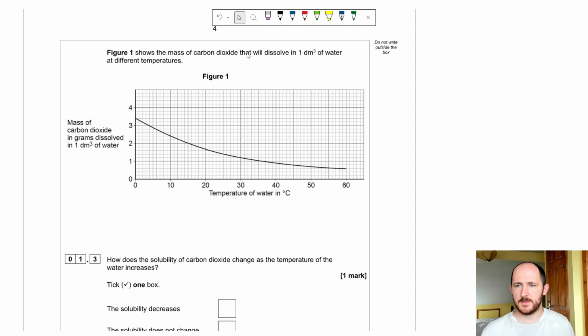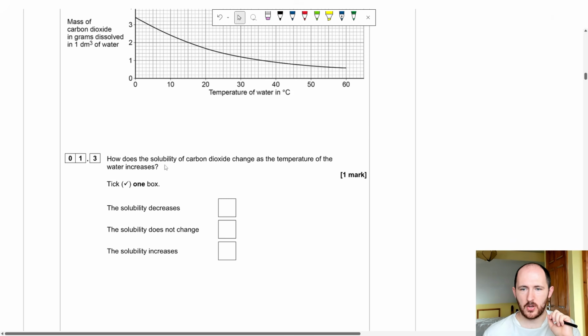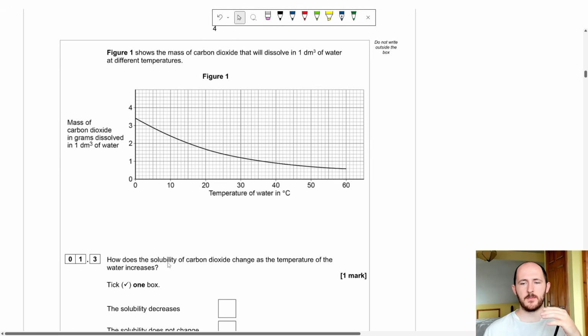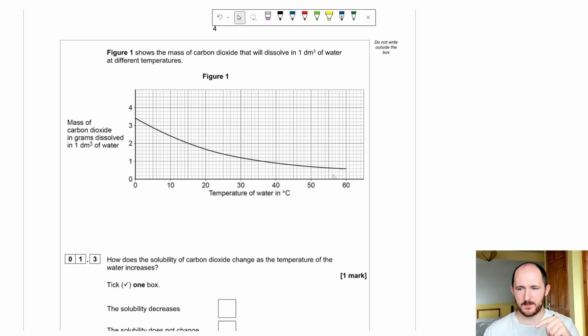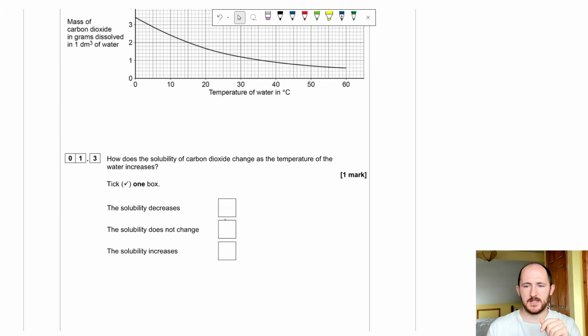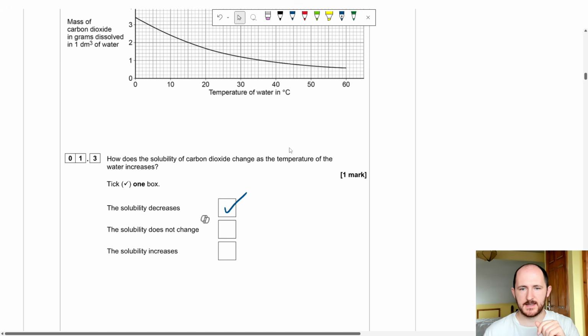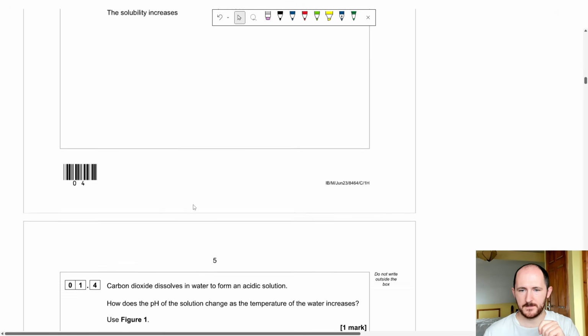Figure 1 shows the mass of carbon dioxide that will dissolve in 1 decimeter cubed of water at different temperatures. And as you can see, it's kind of decreasing over time. The mass of carbon dioxide dissolved in the water decreases as temperature goes up. So how does the solubility of carbon dioxide change as the temperature of water increases? Remember, solubility is how easy or how much carbon dioxide can dissolve in water. So as this is decreasing as the temperature goes up, then that means the solubility should decrease as temperature increases.